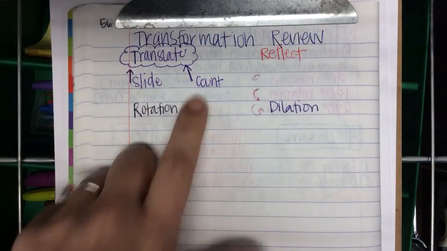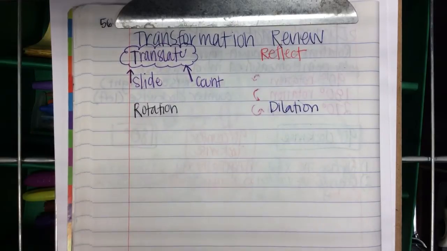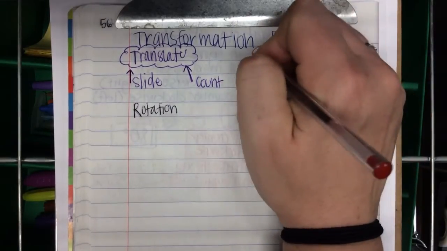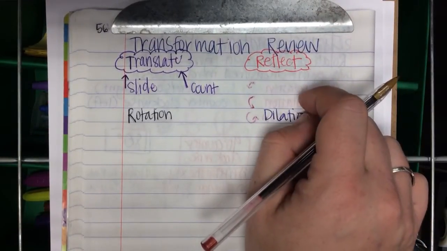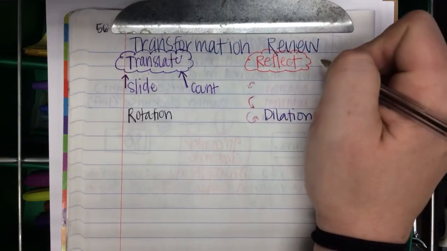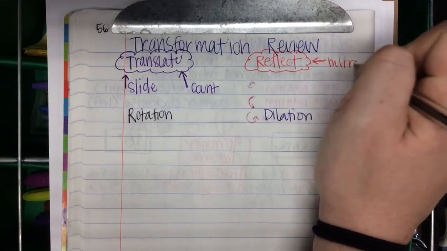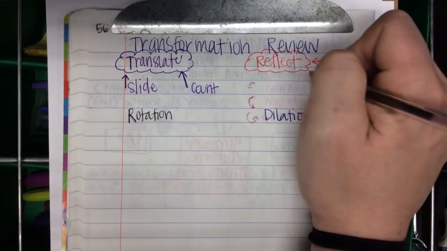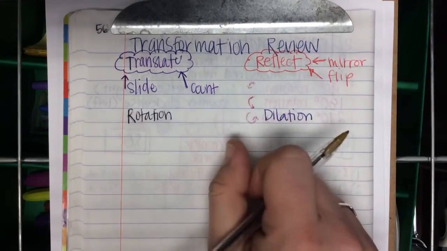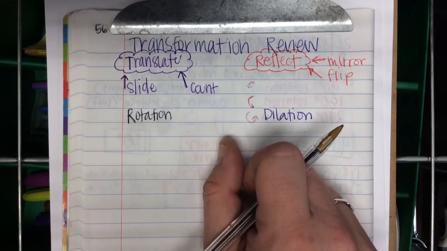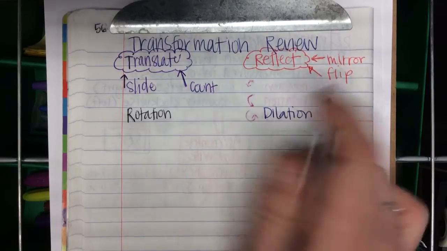You need to be able to count. A translation is just a slide. So let's talk reflect. What's a one-word definition of a reflect? Mirror. What's another? Flip. Good. What's the skill set you need to reflect? What's the skill of reflecting? You need to count.